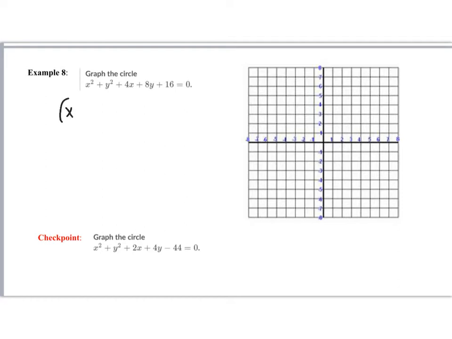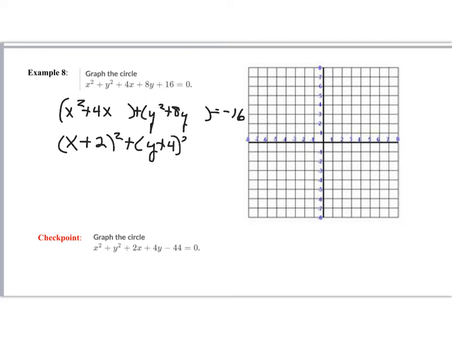So I've got x squared plus 4x plus y squared plus 8y equals negative 16. So this is x plus 2 squared plus y plus 4 squared equals, and we've got negative 16 plus 4 plus 16. So x plus 2 squared, y plus 4 squared equals 4. So our center is going to be at negative 2, negative 4, and our radius is going to be 2.